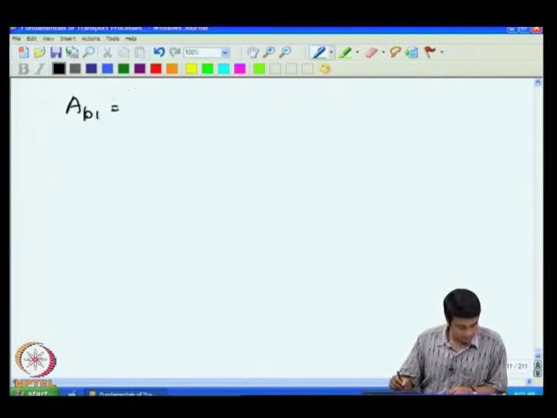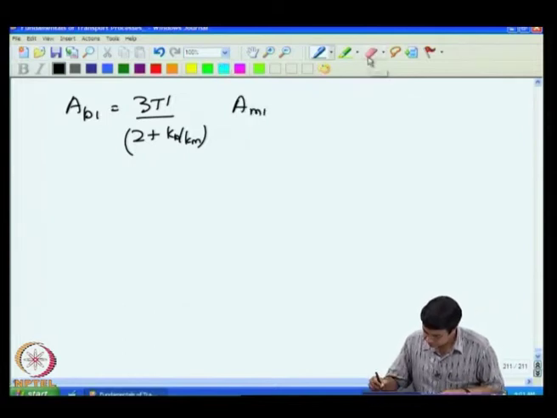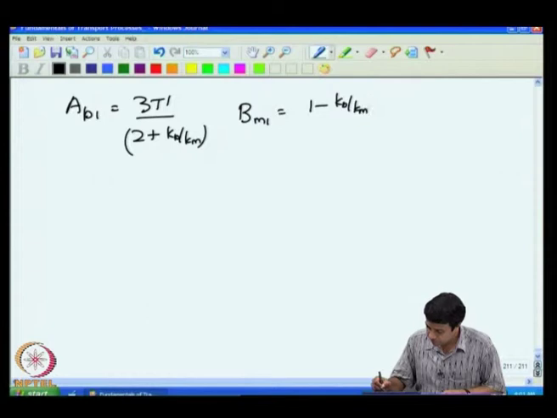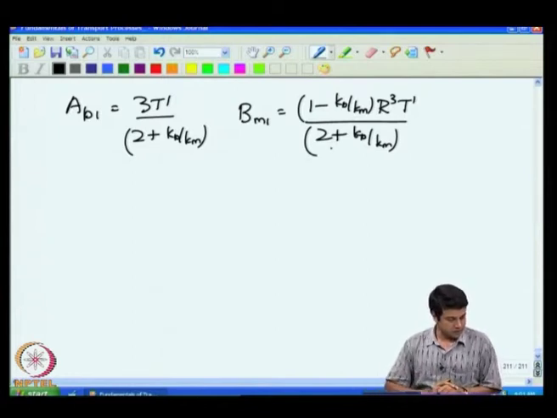AP1 will be equal to 3 T prime by 2 plus Kp by Km, and Bm1 is equal to 1 minus Kp by Km into r cubed, T prime by 2 plus Kp by Km. Okay, so these are the final solutions for the temperature fields.